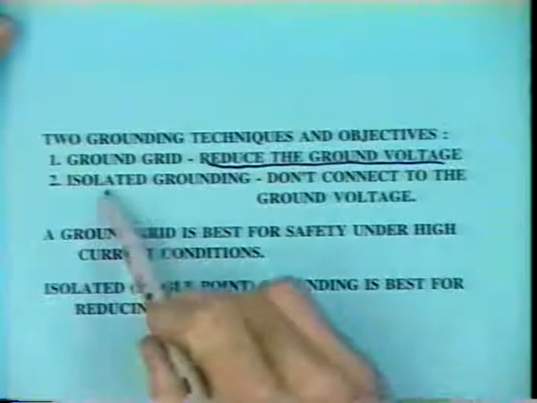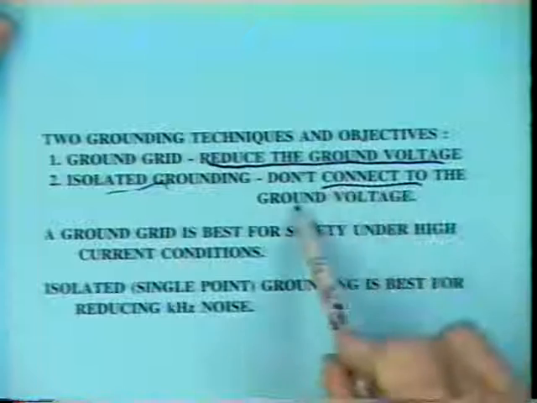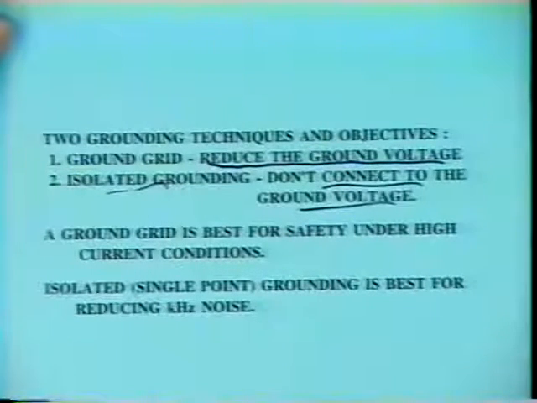Or we can use isolated grounding where we basically don't connect to both sides of the grounding structure. We connect to one side of the ground voltage difference. Safety laws probably require that, but we don't connect to both sides. That's single point safety grounding, isolated grounding.